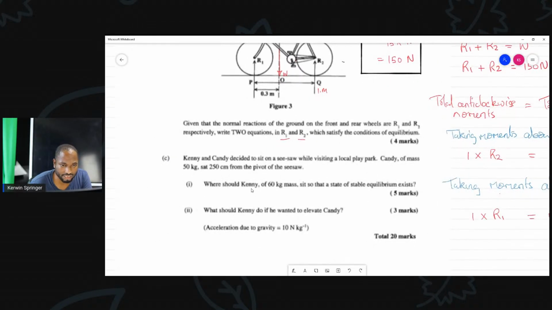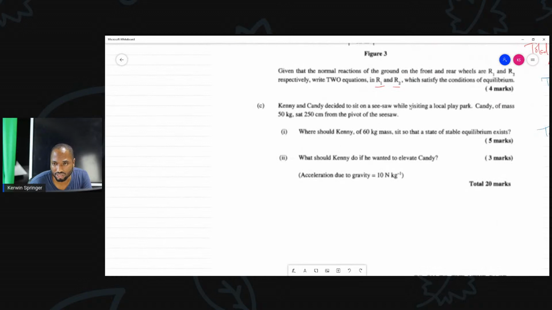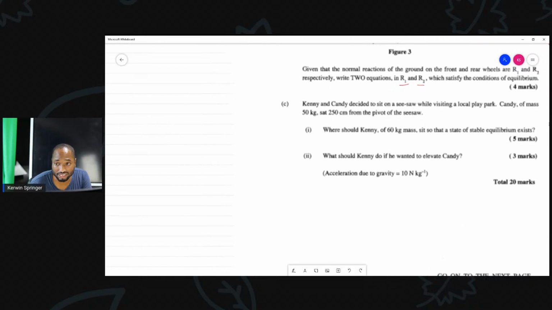Anyhow, Kenny and Candy decided to sit on a seesaw while visiting a local park. Candy of mass 50 kilograms sits 250 centimeters from the pivot of the seesaw. Kenny, of mass 60 kilograms, where should he sit so that it is in equilibrium? 5 marks for that? That's real marks for no work.